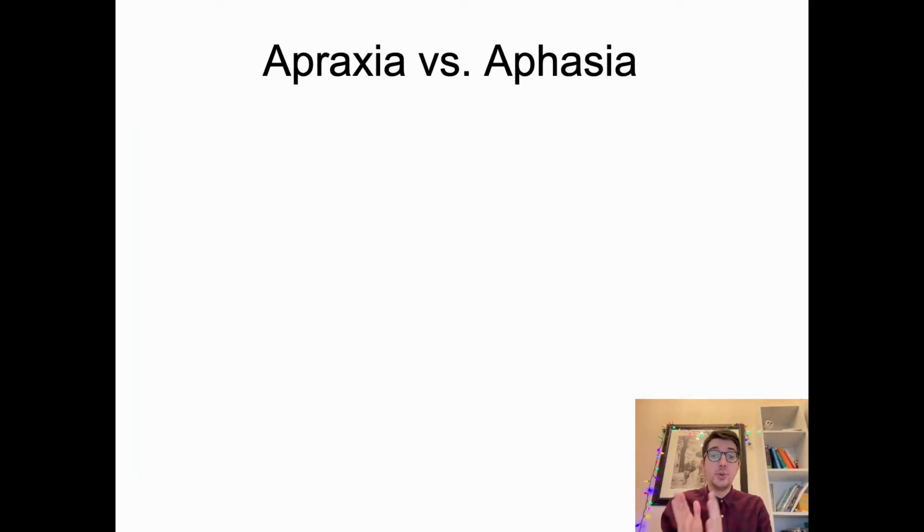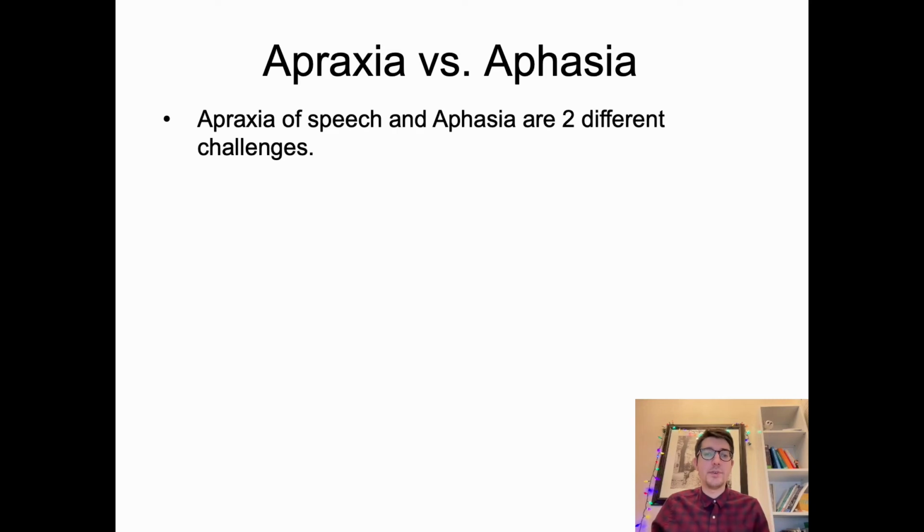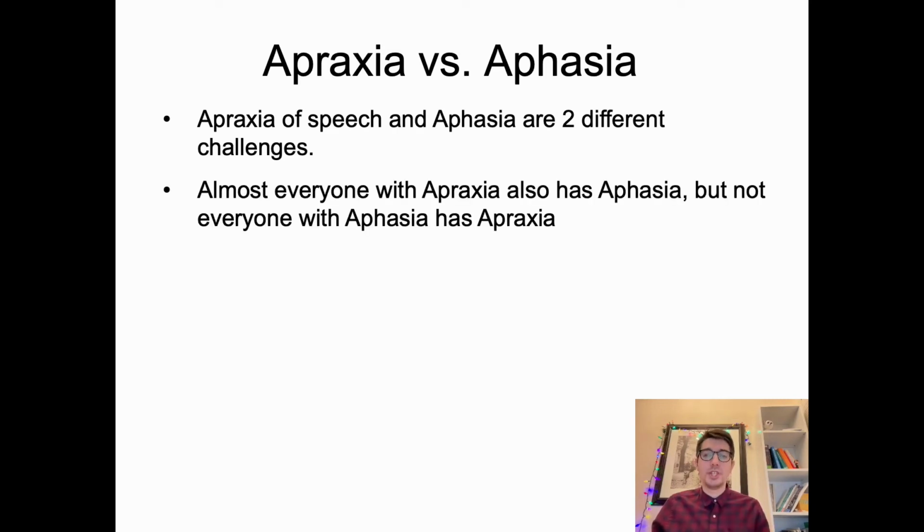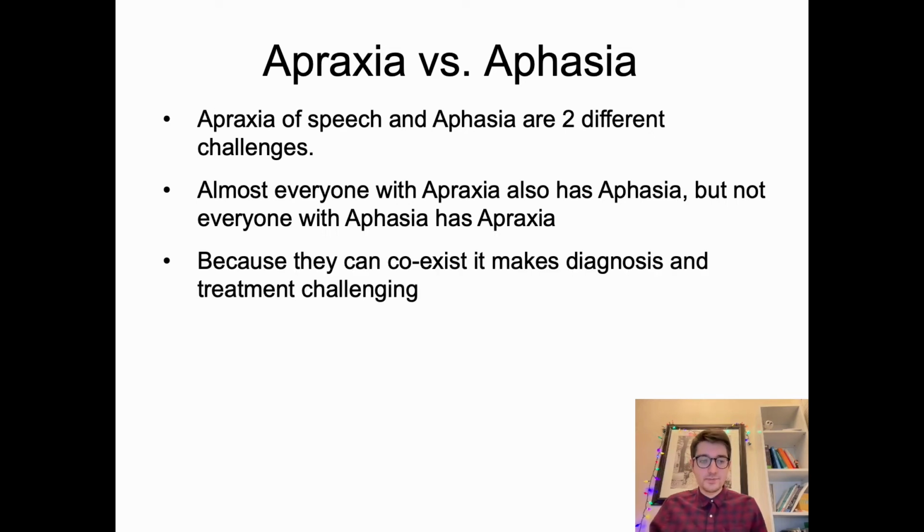So now that you know about apraxia, you can compare it to aphasia, and we'll go through aphasia next. But I just want to bring this to your attention, that apraxia is different from aphasia. Almost everyone with apraxia also has aphasia, at least that's what experts say, but not everyone with aphasia has apraxia. Because they can coexist, it makes the diagnosis and treatment challenging, right? Because sometimes you don't know what the patient has or what the individual is struggling with.